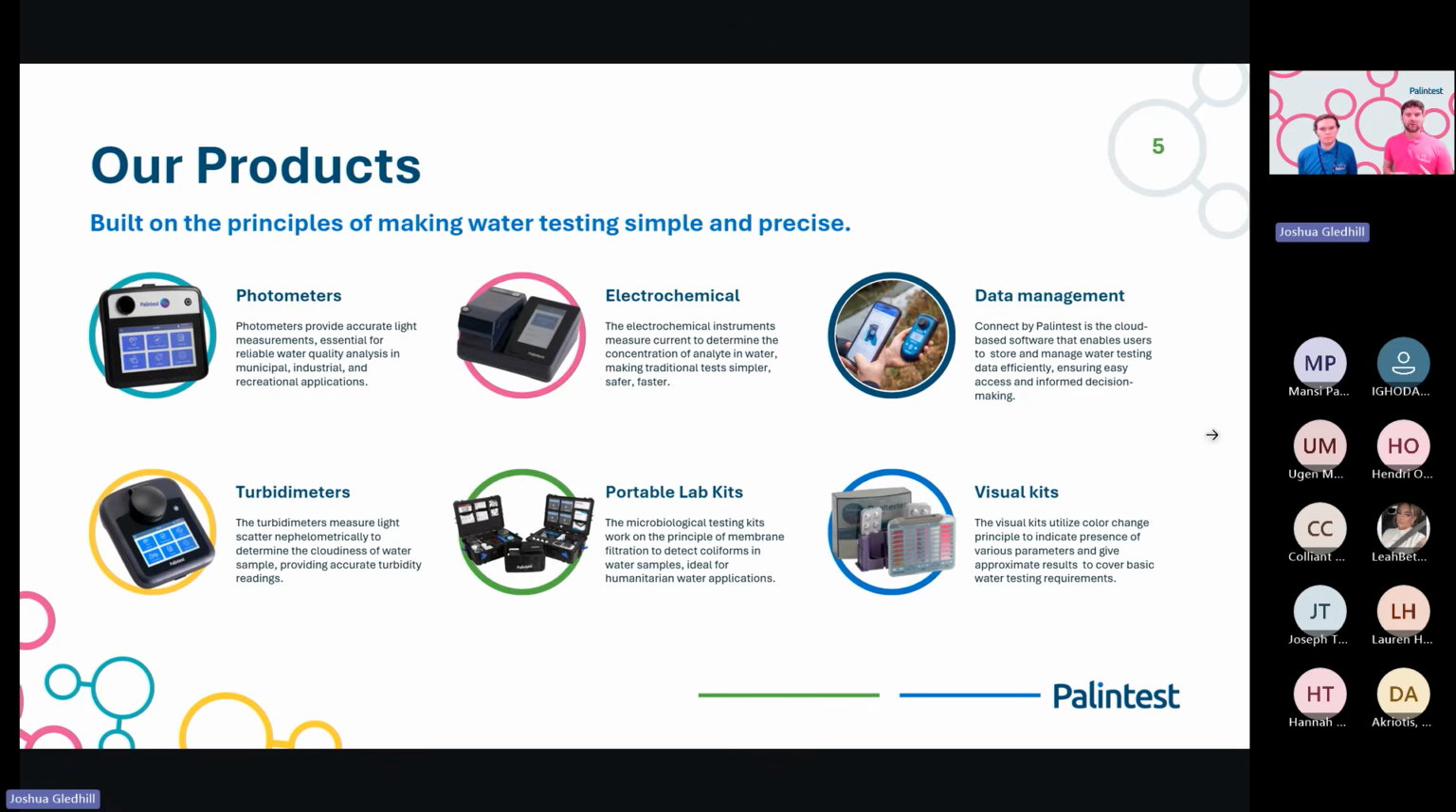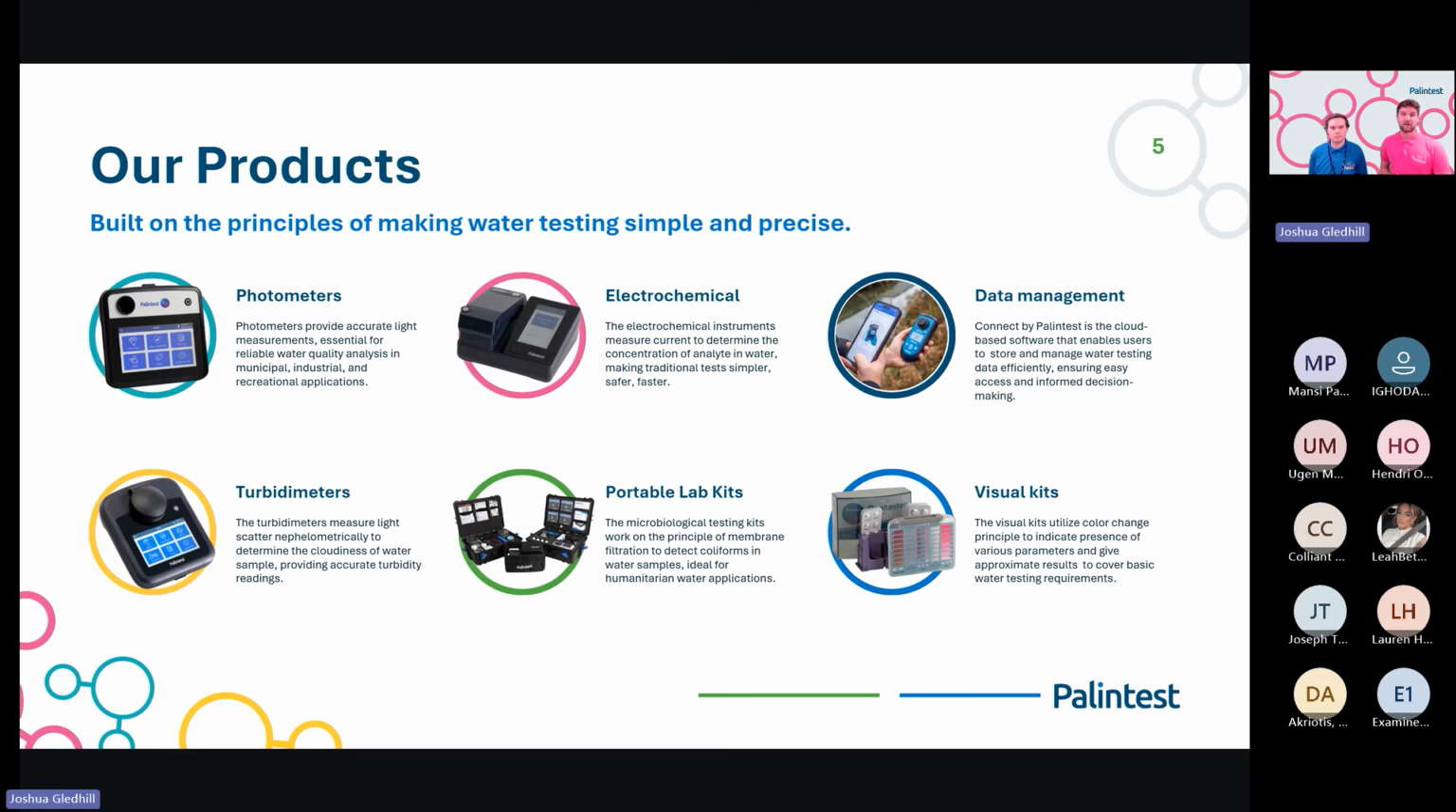Let's take a quick look at some of the products that we offer that aren't just the Kemio and the electrochemical range. At Palintest, we offer a wide range of products, and we'll start with our photometers. These are the most traditional digital measurement way of testing for parameters in water. And we have a wide range of photometers, from our Lumiso Expert all the way down to our Lumiso handhelds. And they use light to measure a chemical reaction in the water.